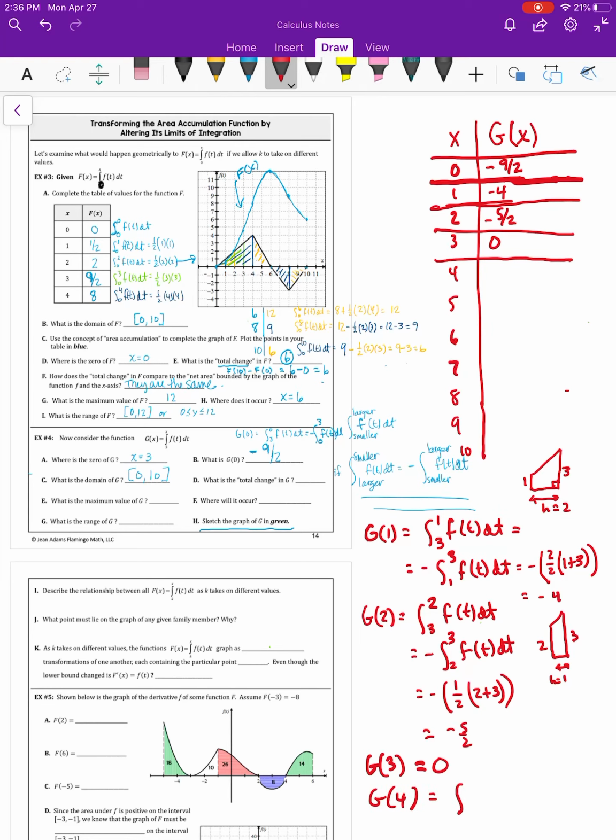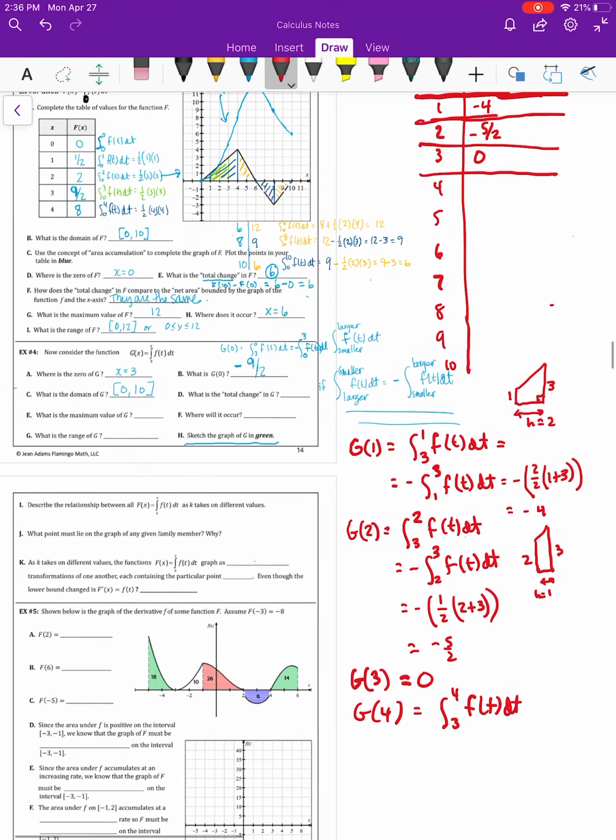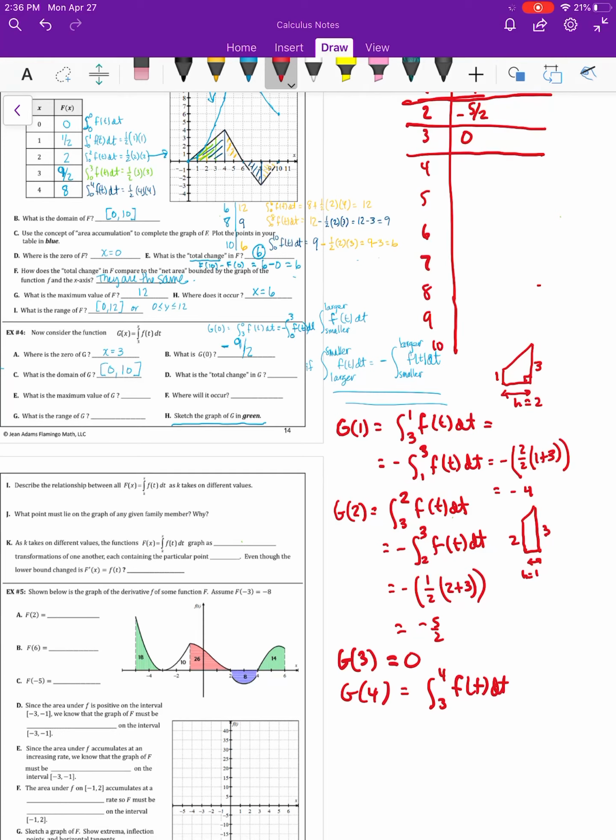Our g of 4 is going to be the integral from 3 to 4, f of t dt. So from 3 to 4, we have another little trapezoid. It has a height of 1. At 3 we have, so the base 1 is 3. At 4 we have 4, so base 2 is 4. So this is going to be height divided by 2 times base 1 plus base 2. That's going to give me 7/2.